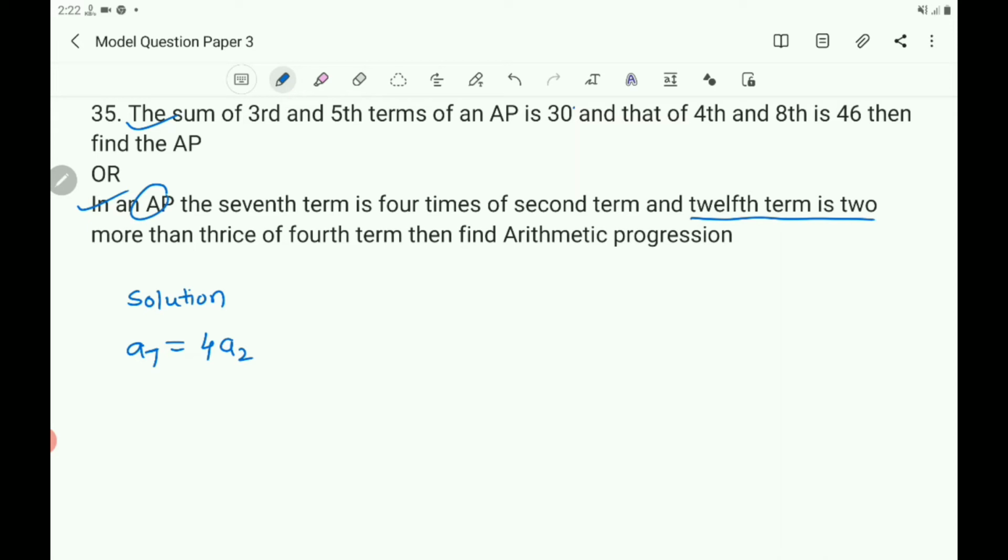So A7 in terms of a and d, what can you write? a plus how much d? That is 7 minus 1, 6d. a plus 6d. 4 into A2, A2 is a plus 2 minus 1, 1d. That is a plus d. A7 is a plus 6d and A2 is a plus d. Here the 7th term is 4 times the second term. Now write a plus 6d equals, multiply it, 4 into a, 4a, plus 4 into d, 4d. It is plus 4d.